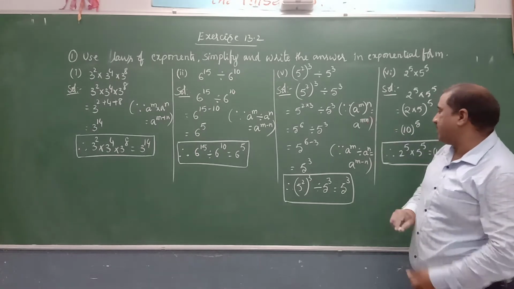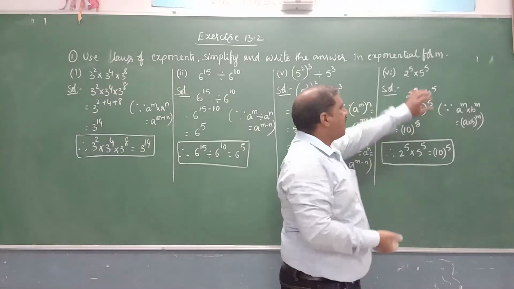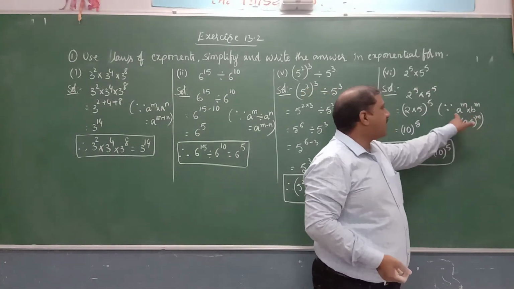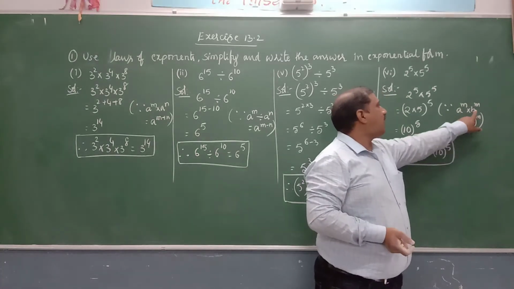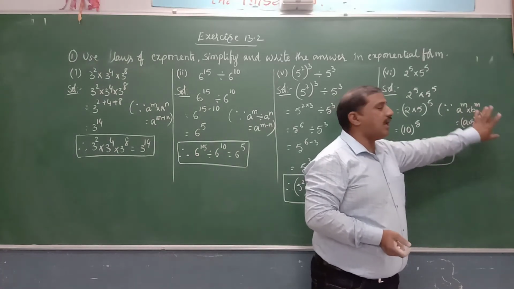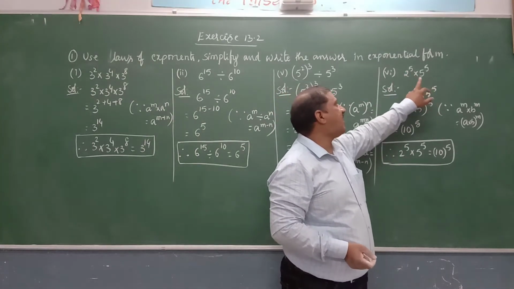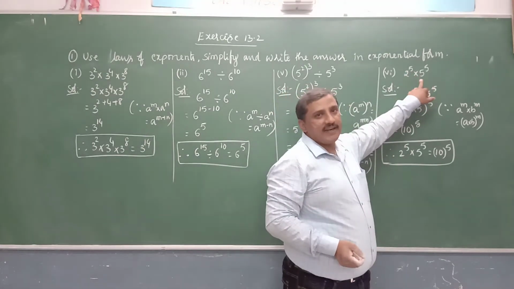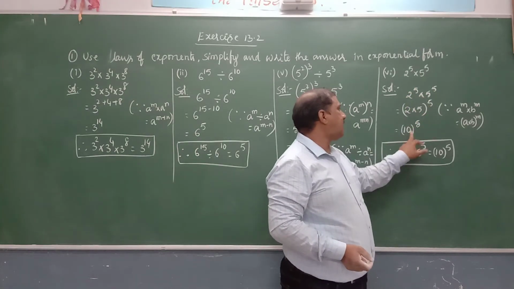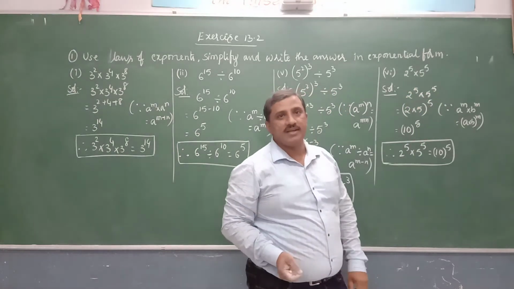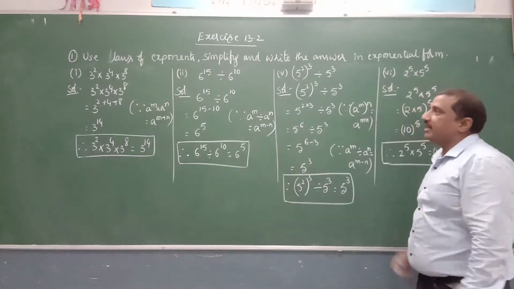Then which formula do we use in the sixth bit? It is a power m into b power m. When different bases are there with the same exponents, then we multiply the bases, that is a into b whole power m. Here 2 power 5 into 5, 2 and 5 bases are there. Here different bases are there. Multiply the bases, 2 into 5, that is 10 whole to the power of 5. So like this, we will apply the laws of exponents to simplify the given sums.